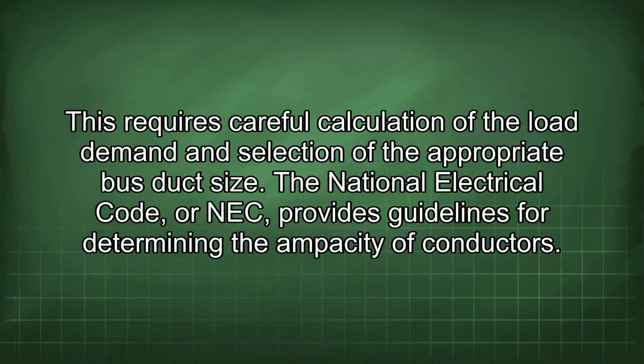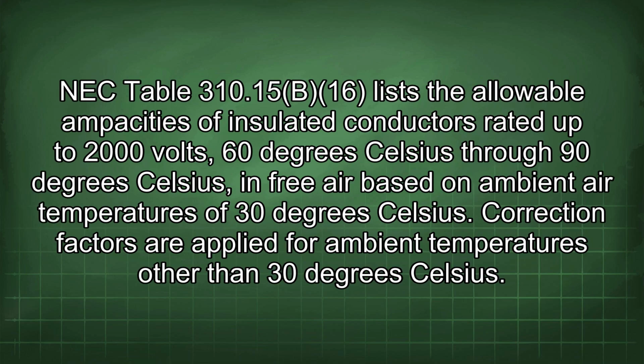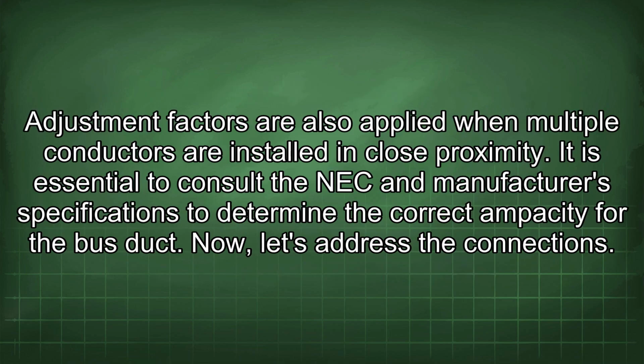The National Electrical Code, or NEC, provides guidelines for determining the ampacity of conductors. NEC Table 310.15(B)(16) lists the allowable ampacities of insulated conductors rated up to 2000 volts, 60 degrees Celsius through 90 degrees Celsius, in free air based on ambient air temperatures of 30 degrees Celsius. Correction factors are applied for ambient temperatures other than 30 degrees Celsius. Adjustment factors are also applied when multiple conductors are installed in close proximity. It is essential to consult the NEC and manufacturer's specifications to determine the correct ampacity for the bus duct.